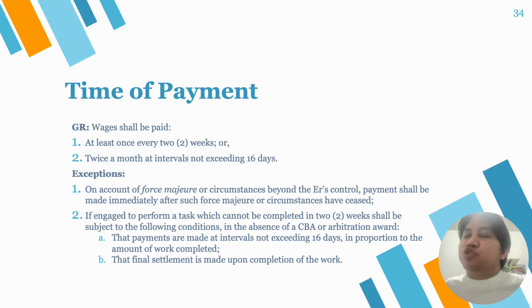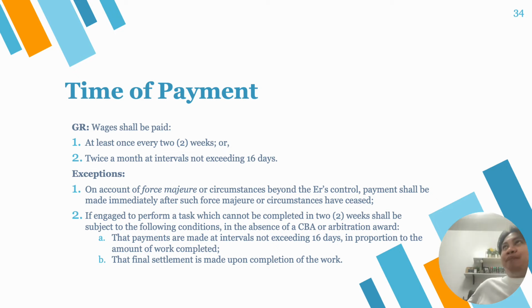This usually applies to project employees. Say you're working for a particular project and the project will not be finished within 2 weeks. It will finish in 2 years. So if that will be the case, then you will still be paid with an interval of what? Not exceeding 16 days in proportion to the amount of work that has already been completed.